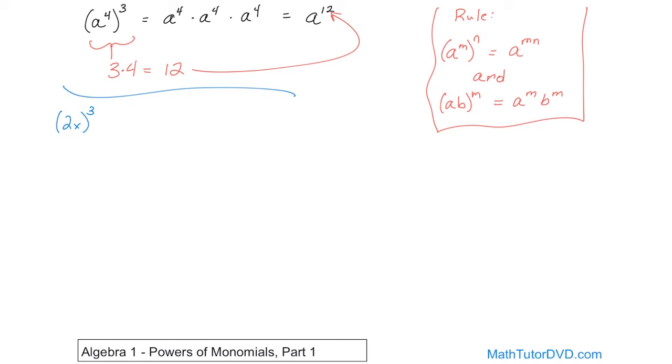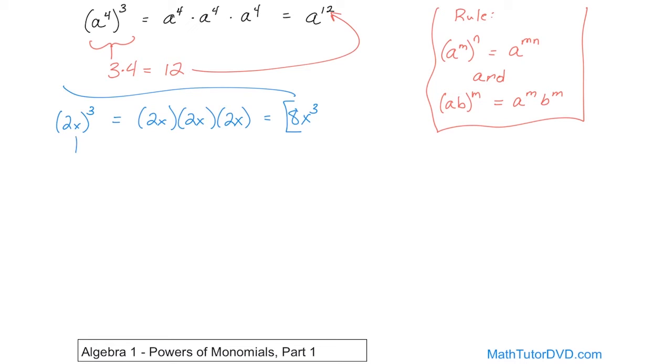If you were going to write it out fully, you would write 2x times 2x times 2x. How would you do that? 2 times 2 is 4, 4 times 2 is 8, so what you would get is 8. And then you have x times x times x. You add the exponents together, giving you x to the third power. This is the answer, and this is the way you would do it if you wrote it all out.